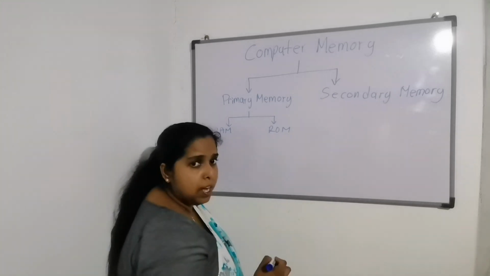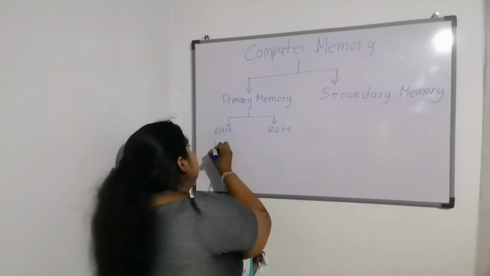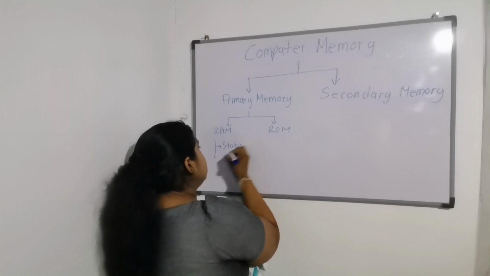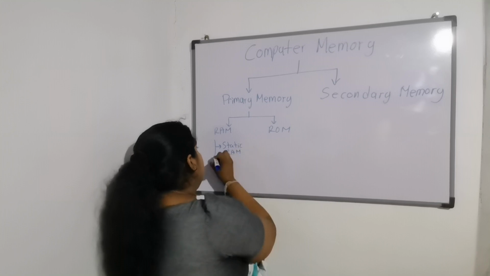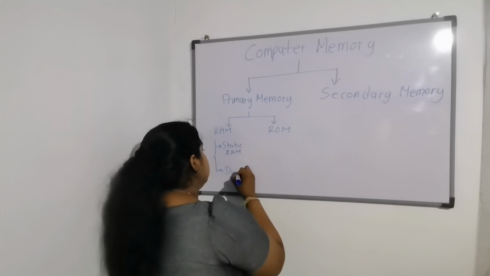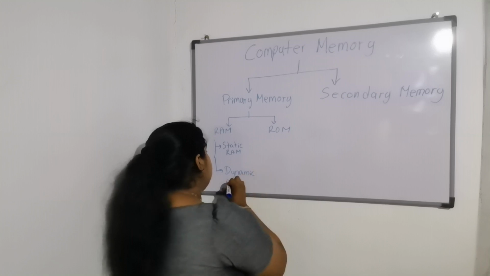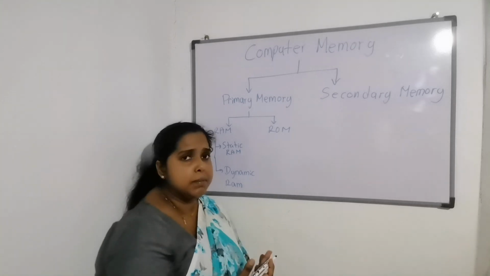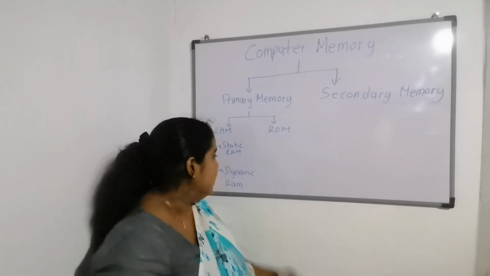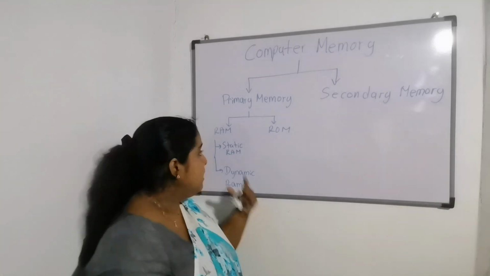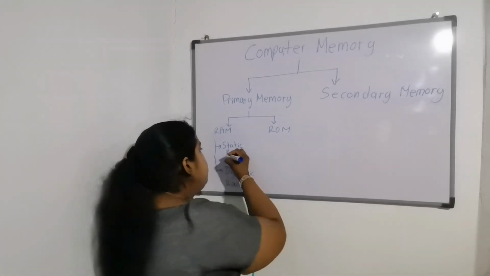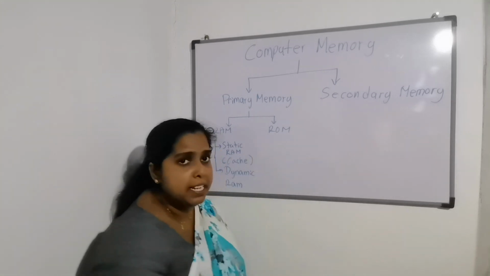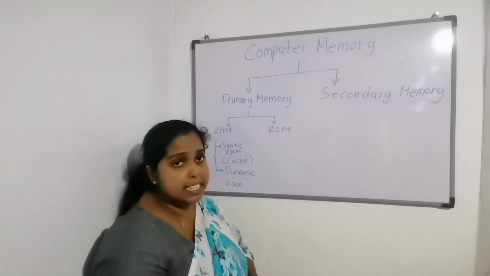Random access memory also has two other types. What are they? Static RAM, and the other type is dynamic RAM. What we use as 4 GB RAM, 16 GB RAM, 32 GB RAM, that is actually dynamic RAM. Then what about the static RAM? We said cache memory. Cache memory inside the computer, that is actually static RAM.